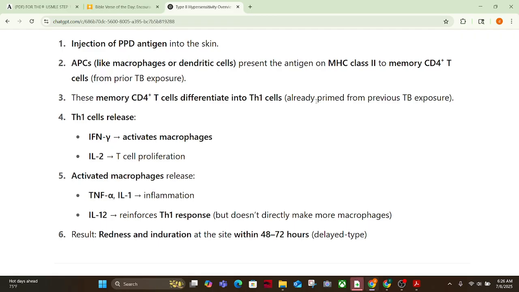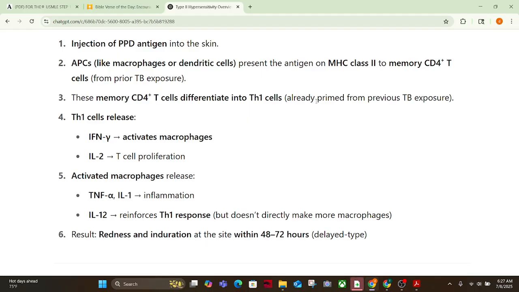Okay. And if somebody has this inflammation and redness, that's a good sign. That means their immunity is intact, their CD4 T cells are working, their macrophages are working, and they have immunity to PPD, to TB. If they don't, you have to be cautious if you're dealing with an AIDS patient or any immunodeficient person or someone who has like SCID. They won't have any reaction. They won't have any redness here.